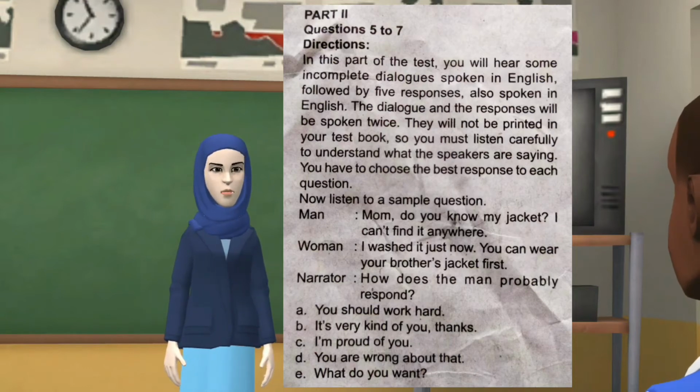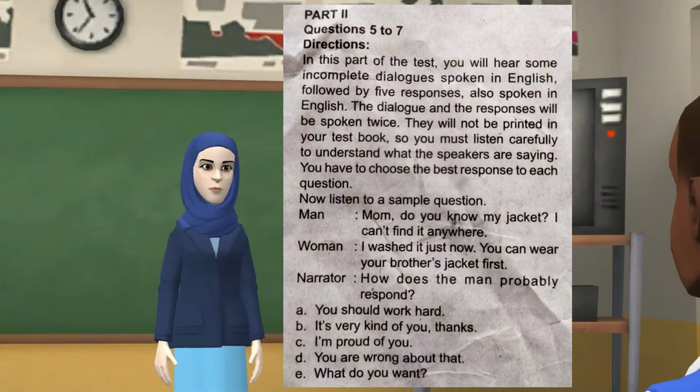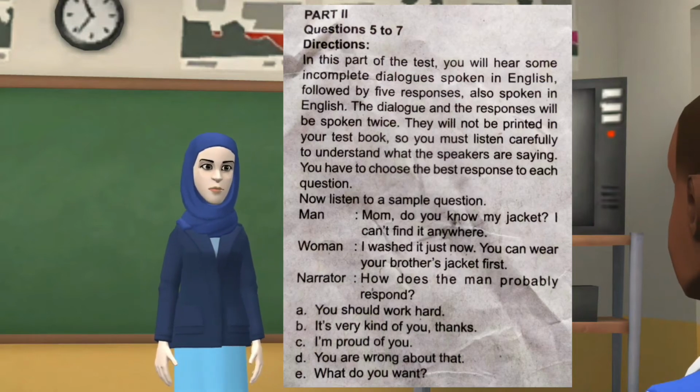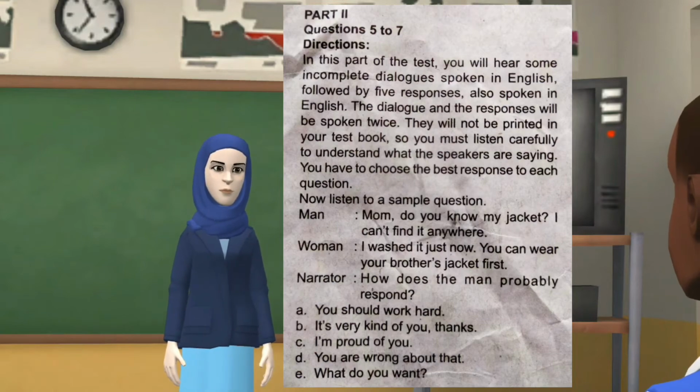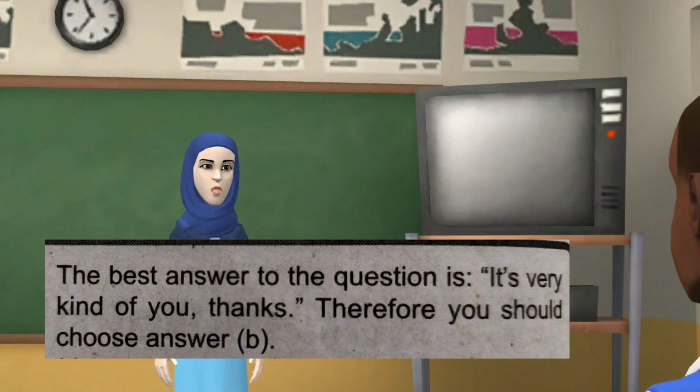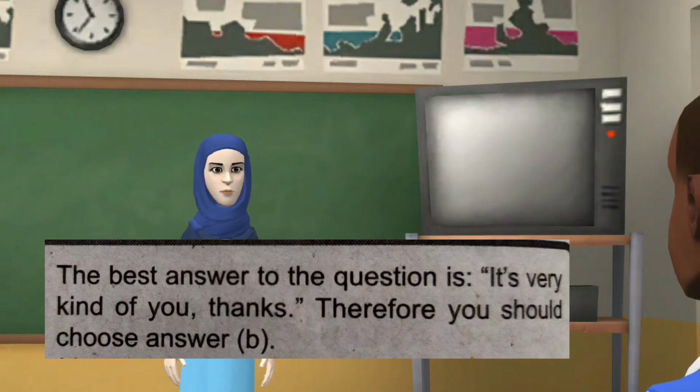A. You should work hard. B. It's very kind of you. Thanks. C. I'm proud of you. D. You are wrong about that. E. What do you want? The best answer to the question is, it's very kind of you. Thanks. Therefore, you should choose answer B.